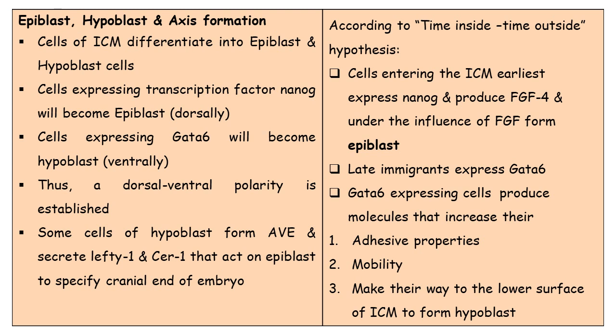If it increases the mobility of the cells which are going to make the hypoblast, they come out of the inner cell mass. They will be able to move from there and arrange themselves in the form of a layer below the epiblast. So they increase their adhesive property, mobility, and make their way to the lower surface of ICM to form the hypoblast. Now this is geta 6 protein which is guiding these cells to move from ICM to make a separate layer, and then get adhered together in the form of a layer that we call hypoblast.